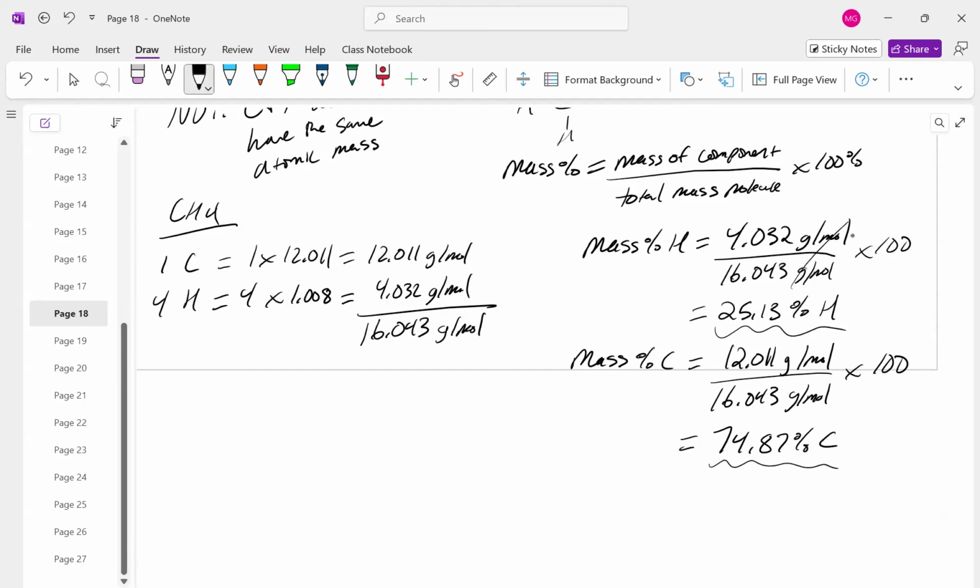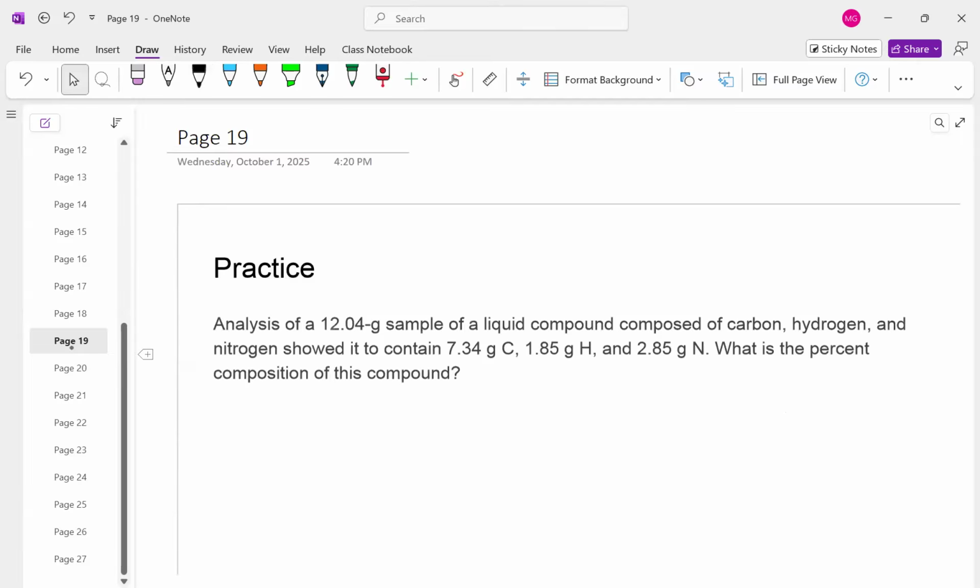Now, in theory, all of your mass percent should add up to 100. It might not add up exactly, it might be off by maybe a tenth or a hundredth of a percent because of rounding. We've got to keep track of sig figs. So sometimes that rounding leads to something that's not exactly 100%, but it needs to be really, really close for any sort of compound. So let's put this into practice here.